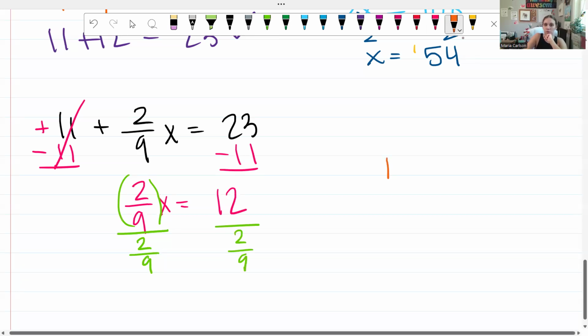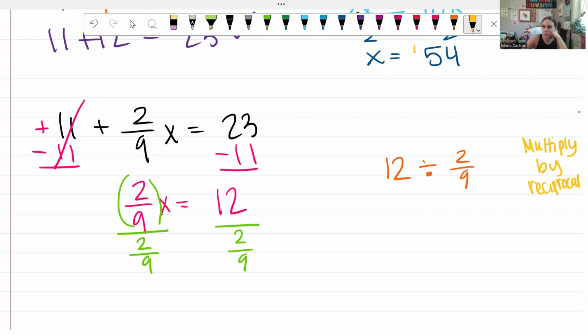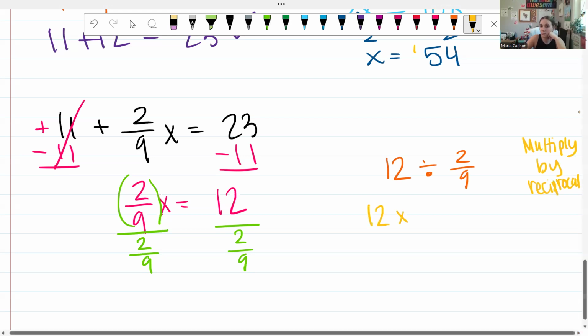So I need to divide 12 by 2/9. And I hope at least this rings a small bell, but anytime you are dividing by a fraction, really that's the same thing as multiplying by the reciprocal. So this is the same thing as 12 times the reciprocal here, which means we're just going to flip the numerator and the denominator. So 12 times 9/2. And 12 times 9/2 is 108/2, which is 54.